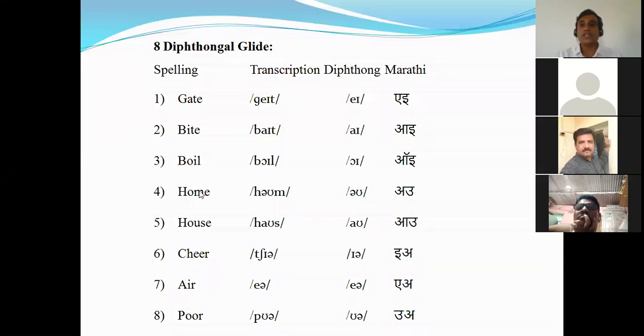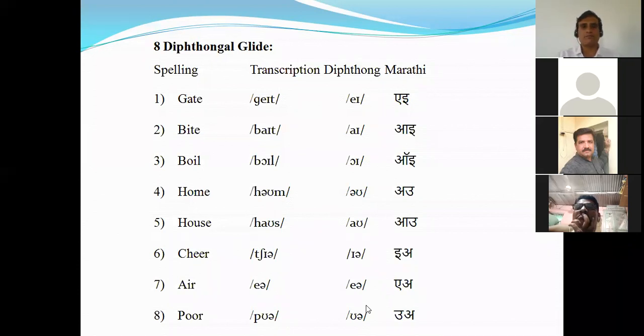We say home. We use a monophthong, but they use a diphthong in England, and they say home. So the O sound is here. House, the ow sound is here. We say cheer in India. They say cheer, and the last R sound is silent, which means it is not pronounced. So this is cheer. The next word is air. We say air, air sound. The next sound is not poor. This is poor. So these are the 8 diphthongal glides.